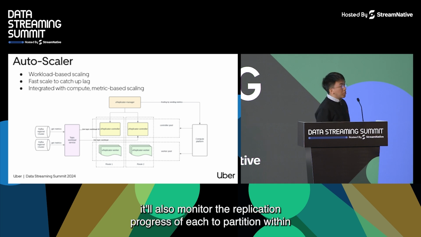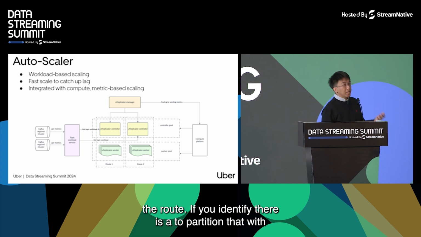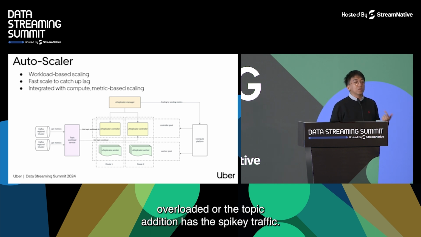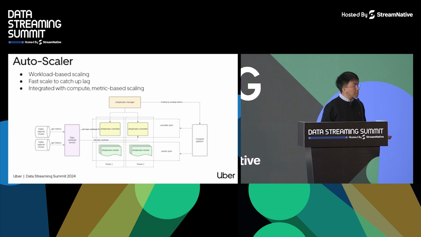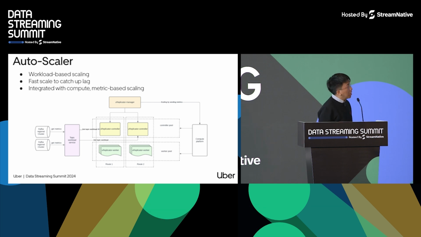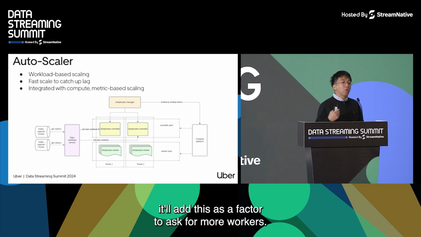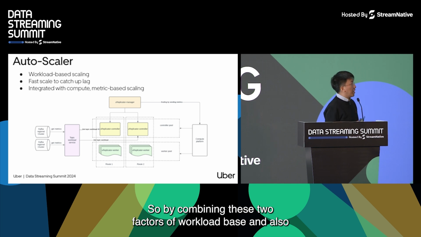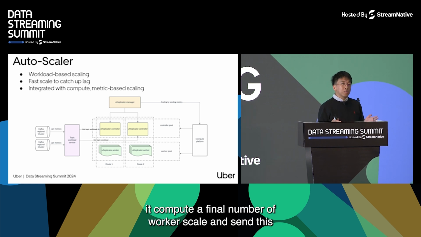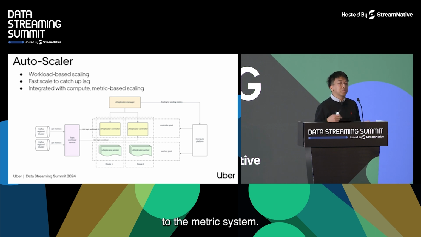Besides this, it will also monitor the replication progress of each topic partition within the route. If we identify a topic partition with significant replication lag, either because the worker is overloaded or the topic partition has spiky traffic, it will take this into account in the auto-scaling. It will add this as a factor to ask for more workers. By combining these two factors, workload-based and lag-based, it computes a final number of worker scale and sends this to the metric system.